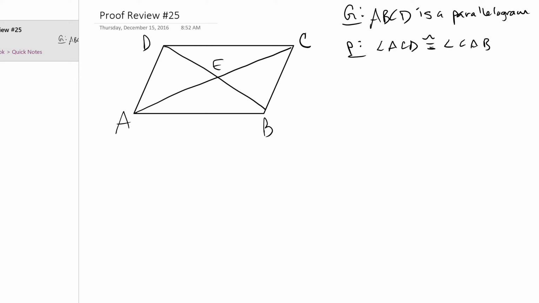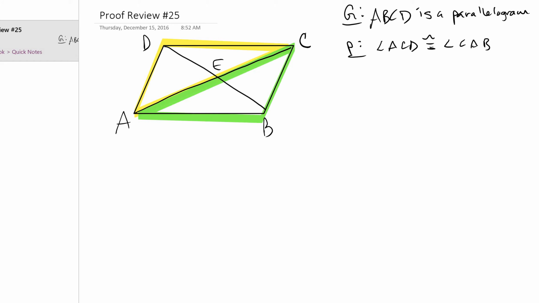So the first thing we want to do is highlight the two triangles that we want to prove are congruent. So I'm going to take angle ACD and make that a triangle. And then the other angle that we want to prove is congruent is CAB. So we'll go from C to A to B.